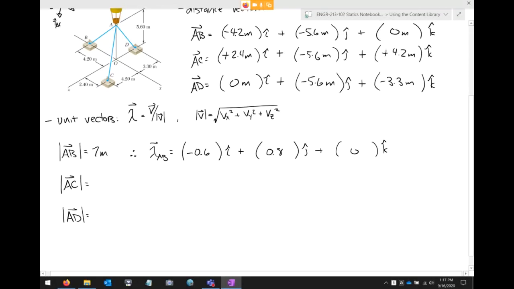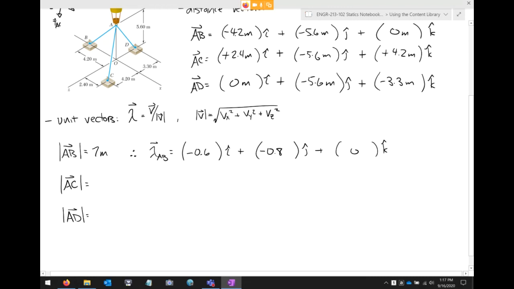Did I miss a negative? Oh, I did. Thank you. Yep, you're exactly right. Yeah, that's 0.8. And one of the things that you'll notice when I'm writing this out, I'm being pretty specific on the units. For instance, vector AB has 4.2 meters. Lambda AB has no units. Remember, unit vectors are unitless. It's sort of a weird name, but they say unit because it has a unit length.